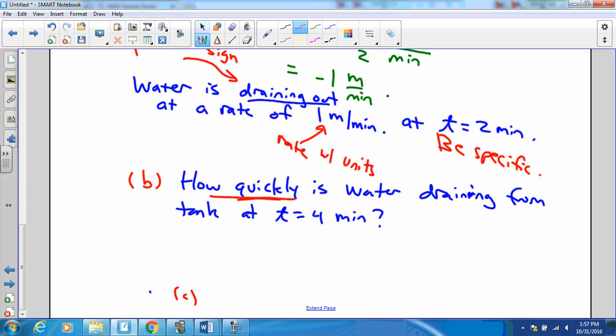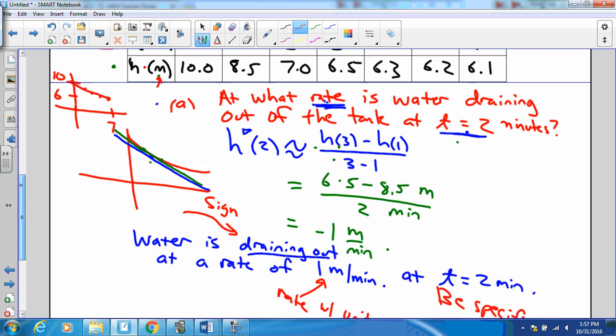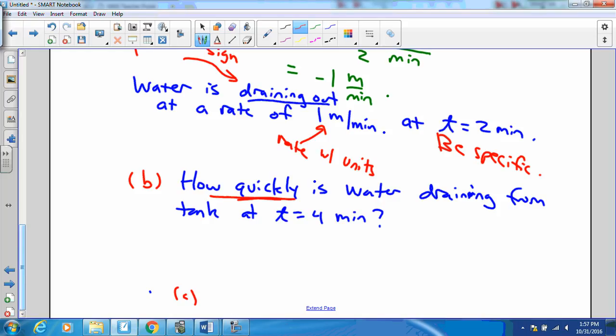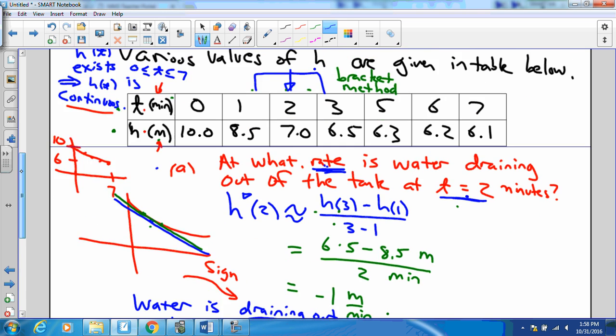Now, this problem offers a couple of variations on what we did previously. First of all, notice the language here: how quickly. How quickly is a synonym for at what rate. Our original problem had at what rate is water draining out. How quickly is water draining out? Same question. And the answer is going to be h prime at time 4. So the first little wrinkle was simply that we needed to be able to translate the language.